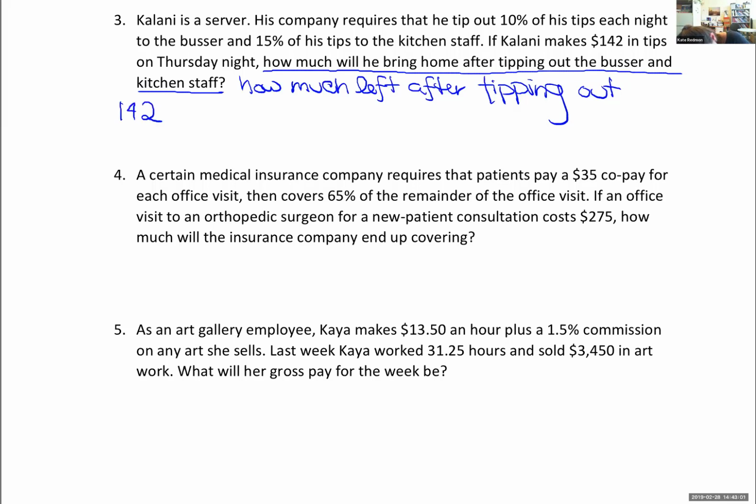$142. And you're right, Maricela, we're going to have to take out some tips. What's the first amount we have to take out? 10%. Yeah, 10% of what? $142. And we're also going to have to take out another 15%. 15% of what? $142. Now, this is how I wrote it.